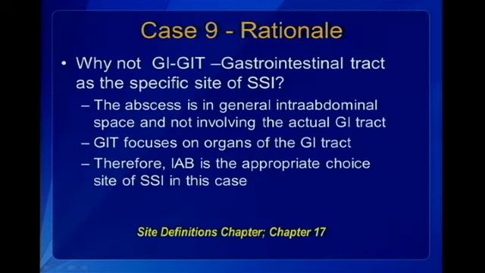Now, why was this not a GI-GIT? The person had a colon procedure. We operated on their colon, so why wasn't this a GI-GIT? Well, because this was not an infection of the GIT tract. The GIT tract is really for things like the stomach, the actual colon itself, things that are a part of the actual tract. They did surgery on that, but it actually expanded and went in to cause an infection in the intraabdominal area. So therefore, the IAB was the appropriate choice for this kind of general intraabdominal infection.